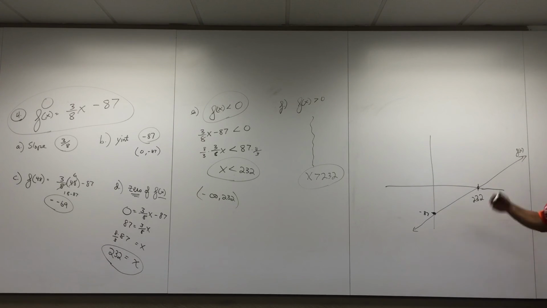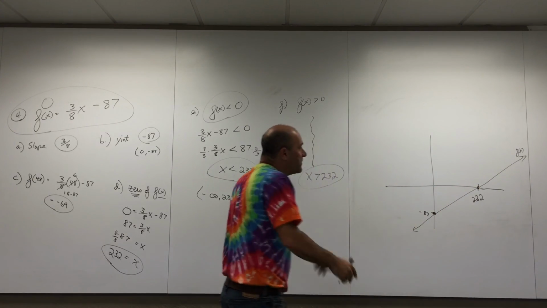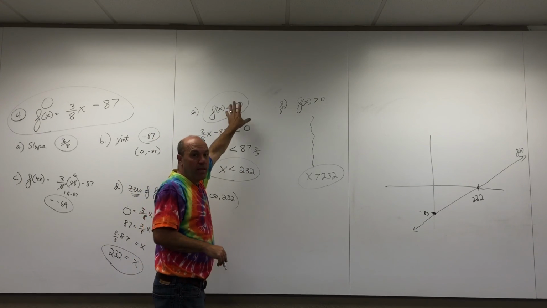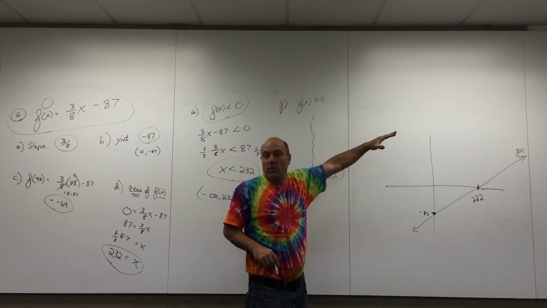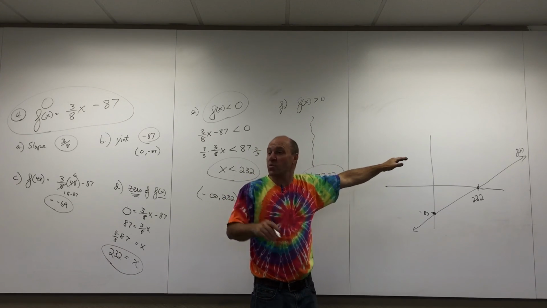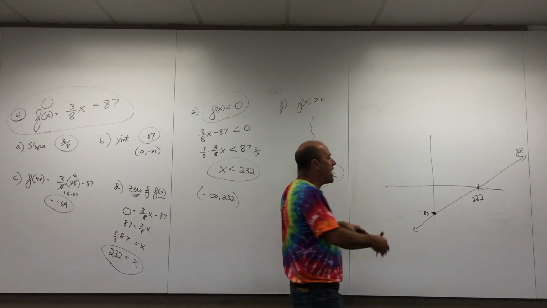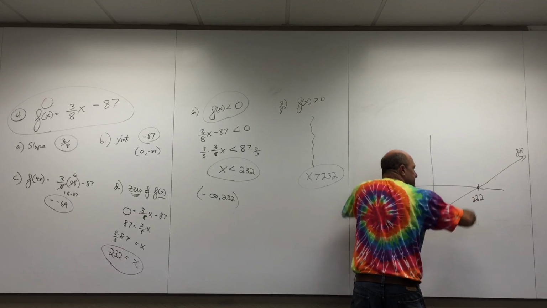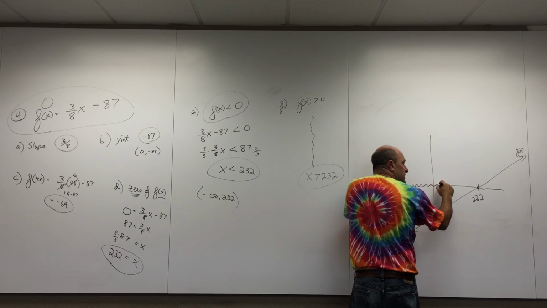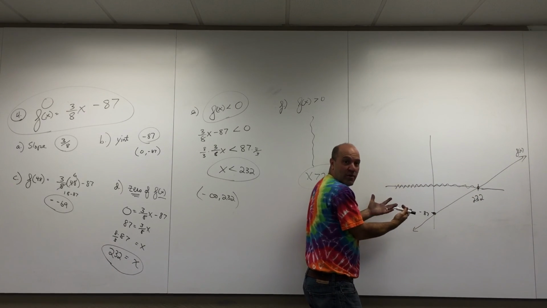Now, I want to ask you this very visual question. Look at that and tell me, when is the function less than 0? What that means is, when are the y values less than 0? It means, when is it below the x-axis? That's what less than 0 means. So when is this function less than 0? When x is less than 232. See that visual way of looking at it?